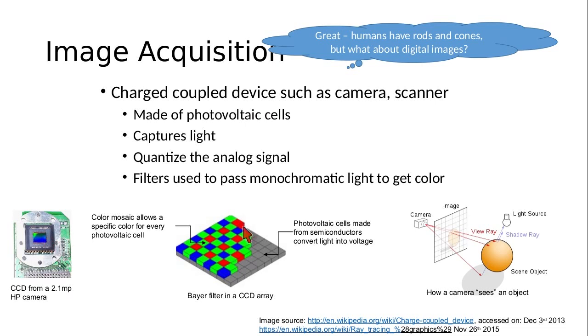You have photovoltaic cells which are arranged in a matrix, and these are made of semiconductors that are sensitive to light. When light falls on these semiconductors, a small amount of voltage is generated. This voltage is then corrected and passed to other circuitry, which amplifies it and allows a computer to record the signal. On top of the photovoltaic cell, you have a color mosaic. What the color mosaic does is allow only one wavelength of light to pass through. For example, the green dots or grids here will allow only green color to pass through.